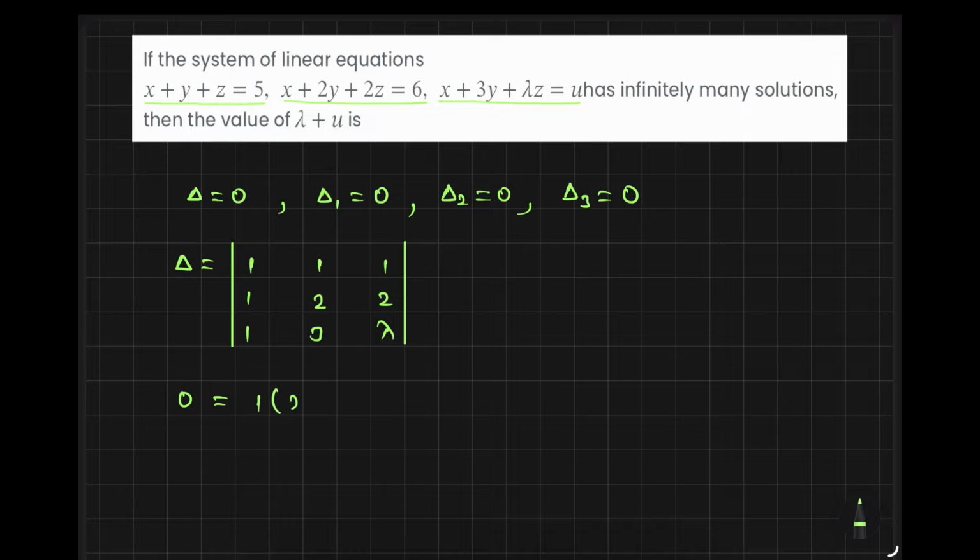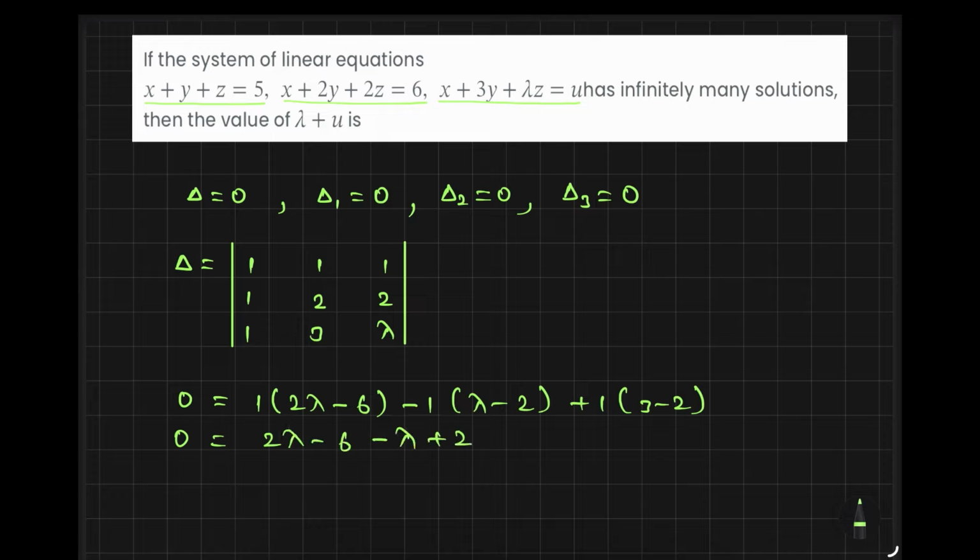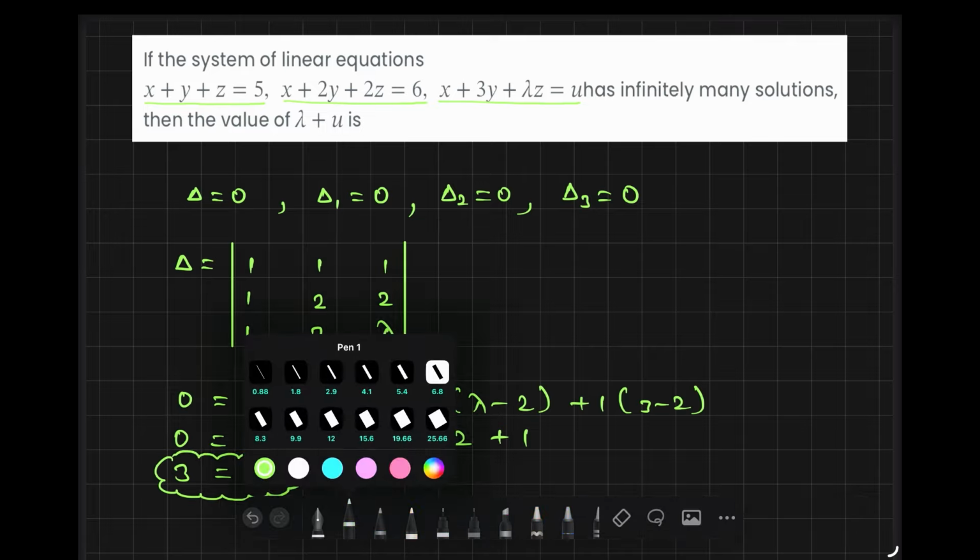So 1 times (2 lambda minus 6), minus 1 times (lambda minus 2), plus 1 times (3 minus 2), okay. So we get 2 lambda minus 6 minus lambda plus 2 plus 1. So we got lambda equals 3 minus 3, so 3 will come this side, so we got the value of lambda as 3. I hope this is clear.